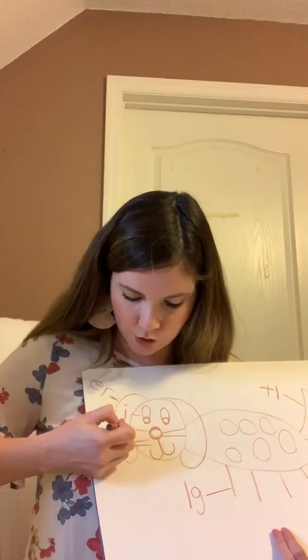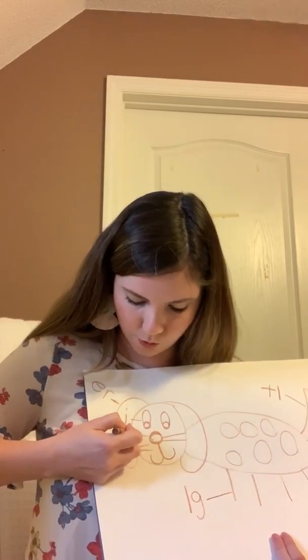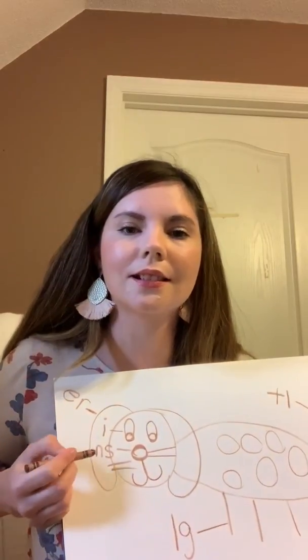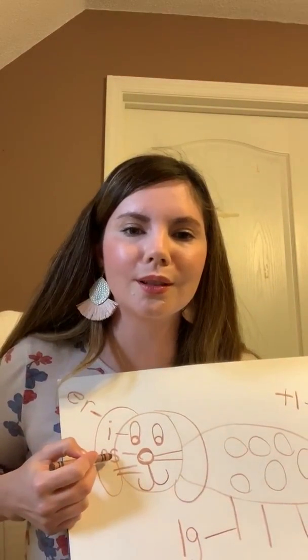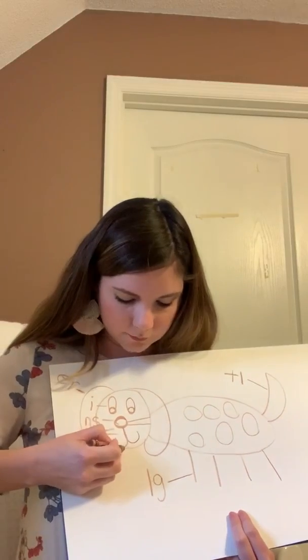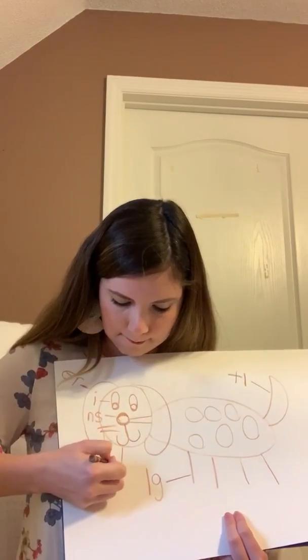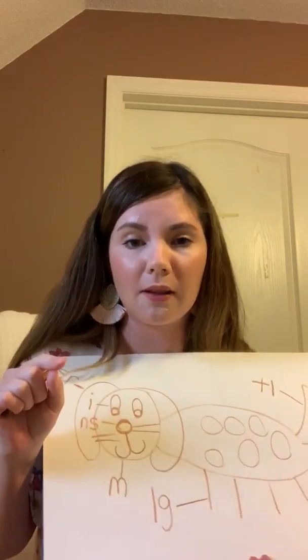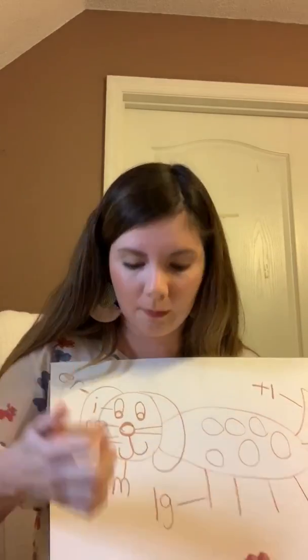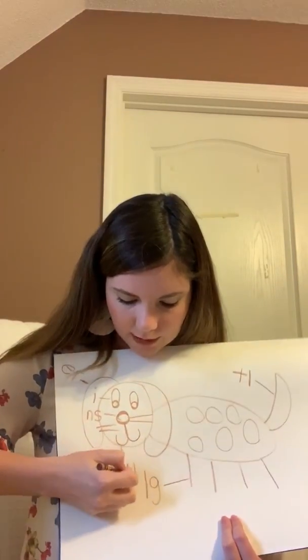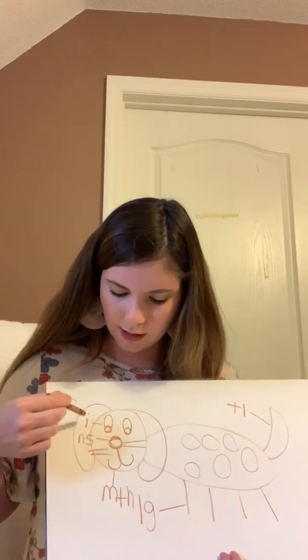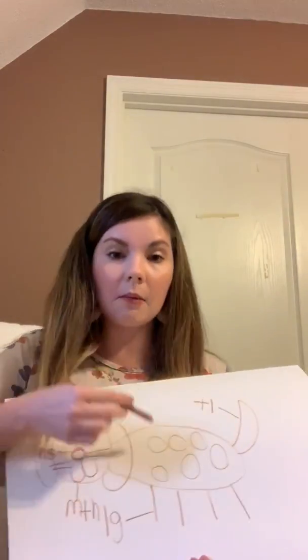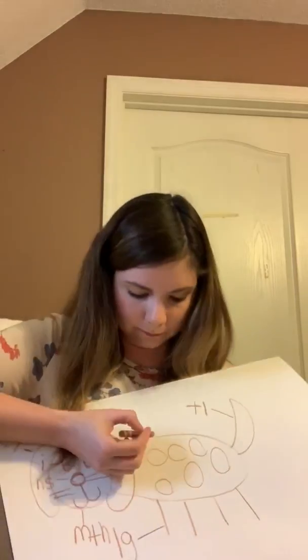nose. Nose. And then we'll do mouth. TH, that's a tricky sound that we haven't learned together, so I'm going to give you that one. When you put T and H together, it says thumb sound. Mouth. So you can practice listening to words today that have TH. Mouth. Ear, eye, nose, mouth, tail, legs, and then last thing we'll do is body.